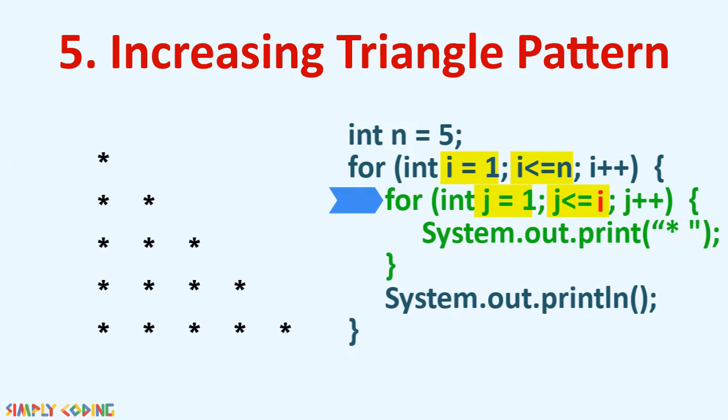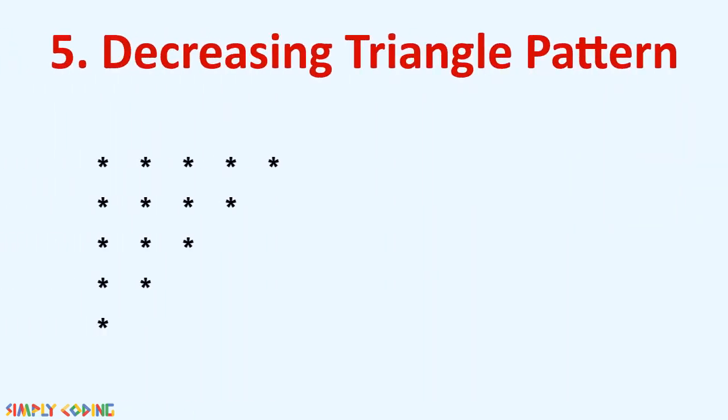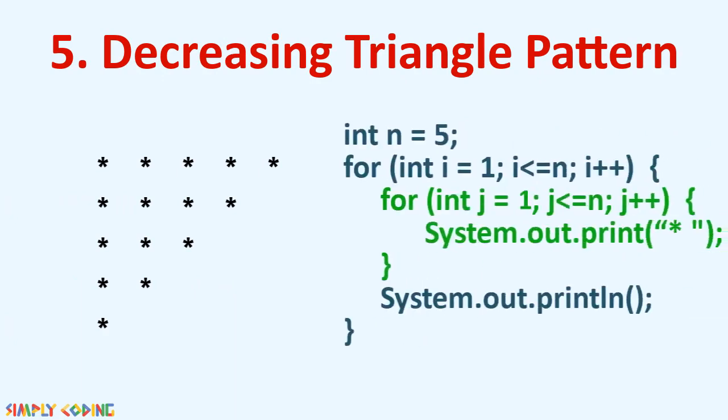You need to remember this. The remaining program is exactly the same. Now let's learn the second basic pattern, the decreasing triangle. We will again take our square program and edit it to print a decreasing triangle.